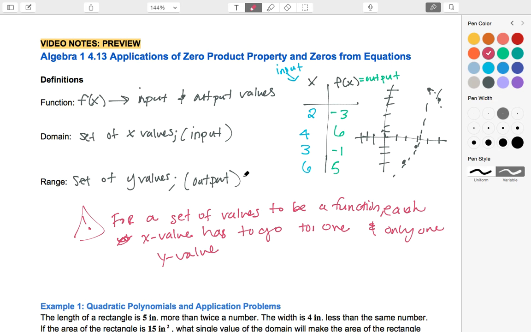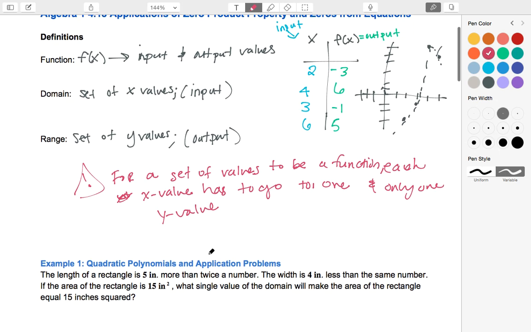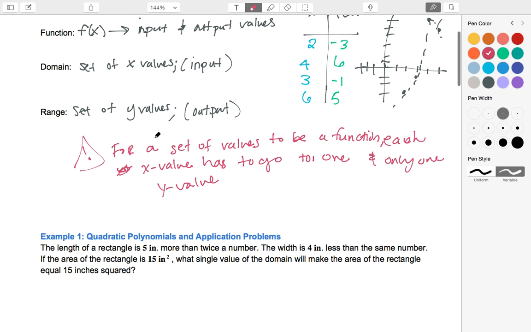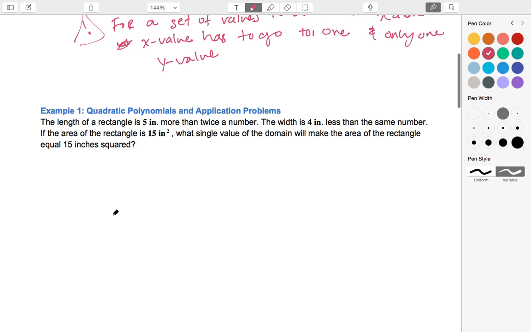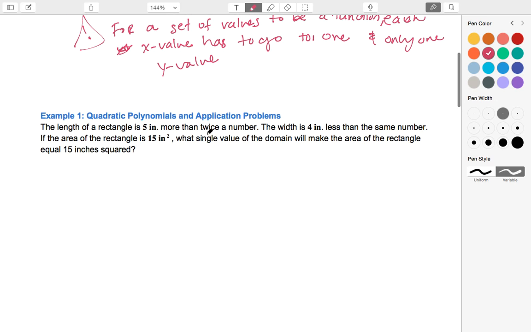Now that we got that in our heads, that our domain is our x values, let's go ahead and check out how this looks in a word problem. So here we have the length of a rectangle is 5 inches more than twice a number. The width is 4 inches less than the same number.